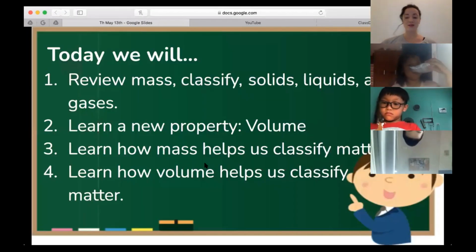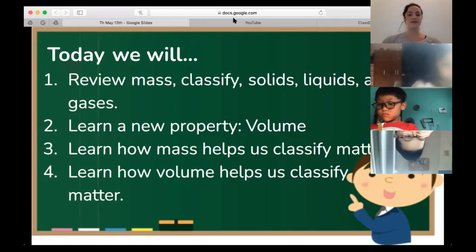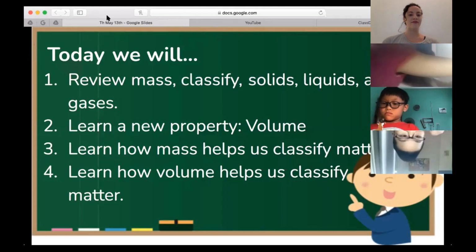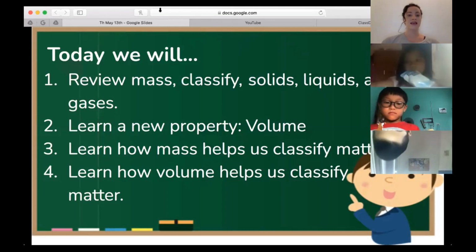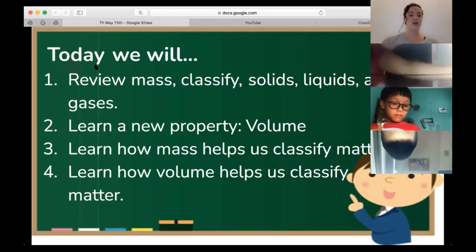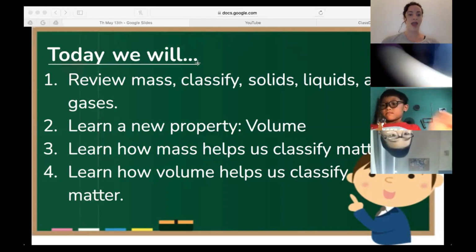Okay, today and tomorrow we will finish learning about the states of matter, and then next week we're gonna start learning about how matter can change. You might do some cooking at home, some melting, some burning things. So that'll be next week. We'll talk about changing matter. Today we will first, okay?